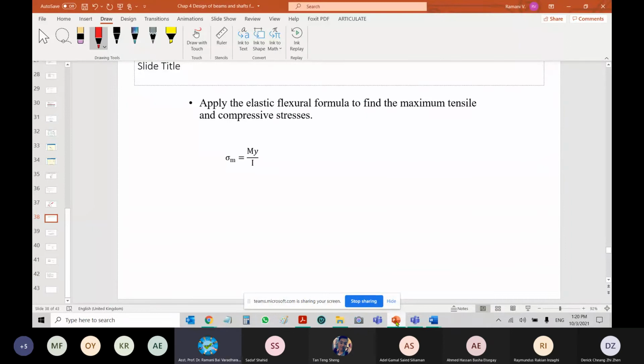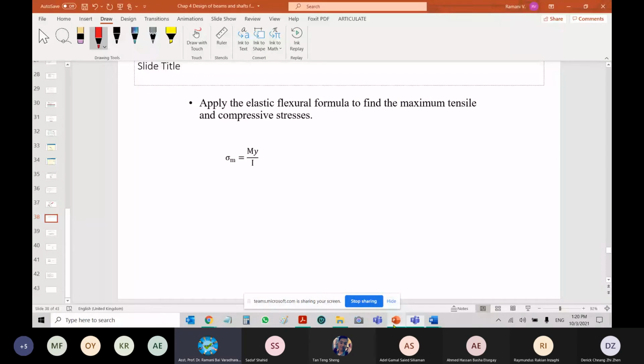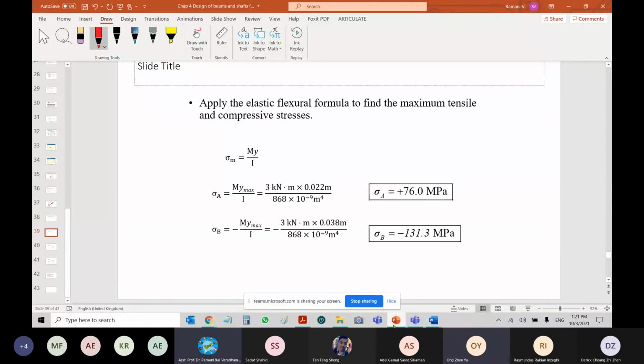What's the maximum compression stress? You give me tensile only. And then the next gentleman, can you give me the compression value? Compression stress, how much? 131.3 megapascal. So these are all the answers.